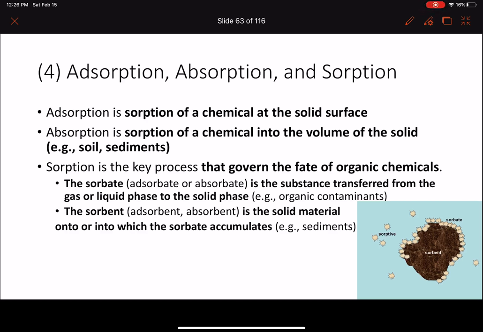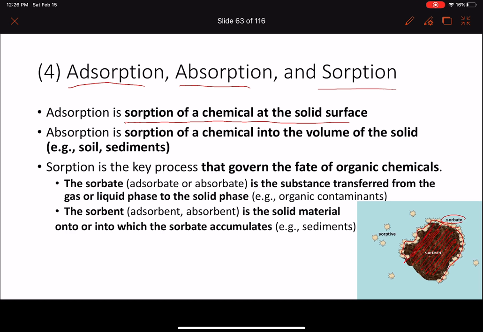Let's look at this section: adsorption, absorption, and sorption. Of course, adsorption is the sorption of a chemical at the solid surface. You can see the sorbate. These are the chemicals of interest that you want to adsorb at the surface. Okay, so this is the sorbate. Absorption, on the other hand, and this is the solid, this is the sorbent, sorry, this is the solid.